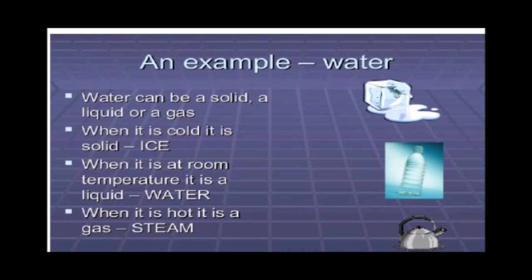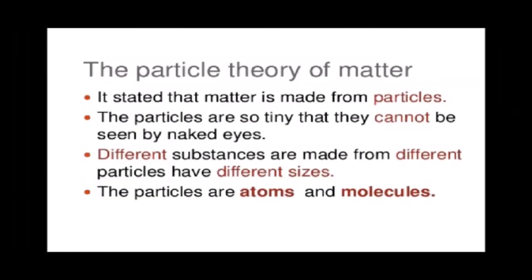An example is water. Water can be a solid, liquid, or a gas. When it is cold, it is solid ice. When it is at room temperature, it is liquid water. When it is hot, it is a gas, steam. So do you observe something is taking place? Transition is taking place from solid to liquid, liquid to steam. Let's understand it in a better way.